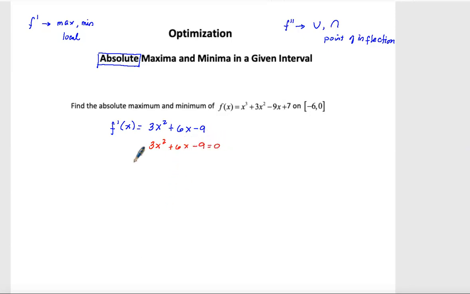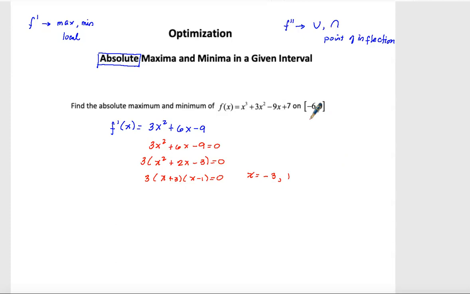So in this case, we can factor out the 3, or we can divide everything by 3. And that gives us x squared minus 2x minus 3 is equal to 0. And from here, we can factor. So we have (x minus 3)(x plus 1) is equal to 0. So we got two values for x here, we have 3 and -1.